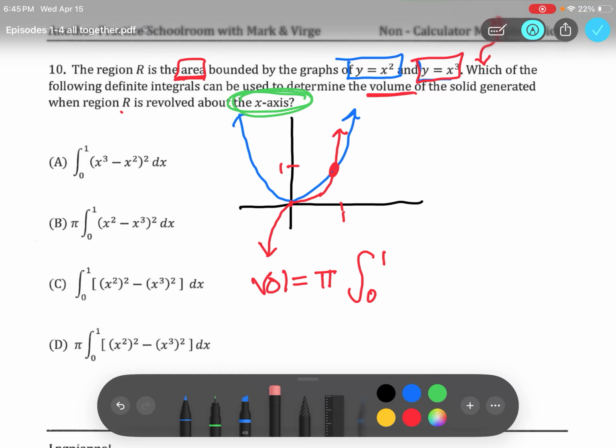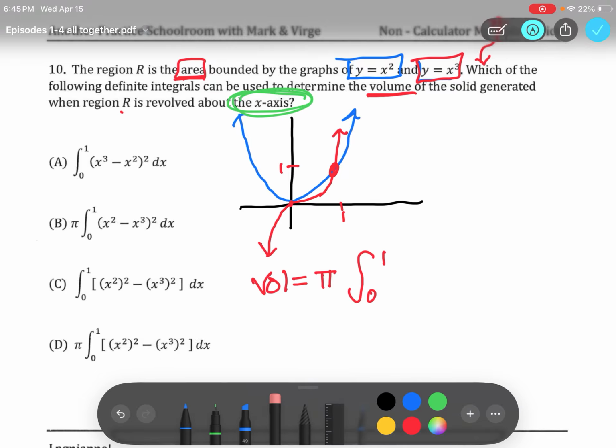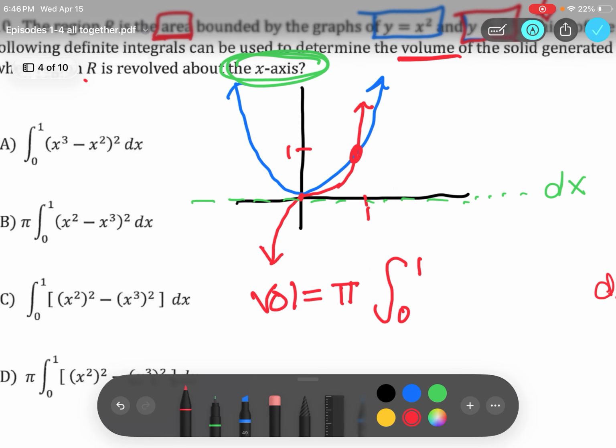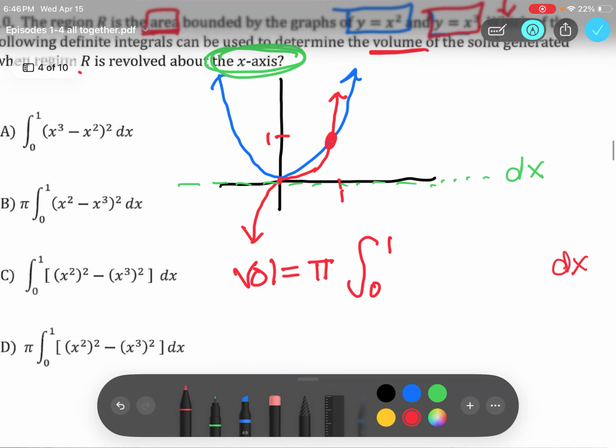We're revolving this around the x-axis, so let's draw in our dotted line. Here we go. If I'm going around the x-axis, this is a dx, so on the end here, I'm putting dx. Then I need to find if this is a disk or a washer. Guys, this is going to be a washer because it's just this little region, and there's a gap between that region and the dotted line.